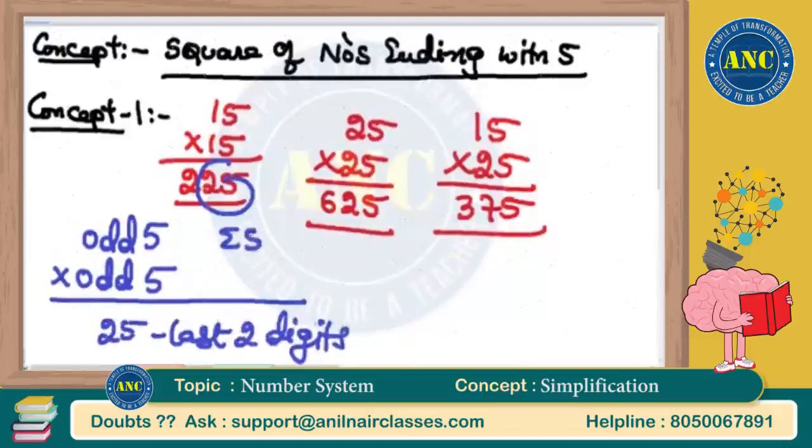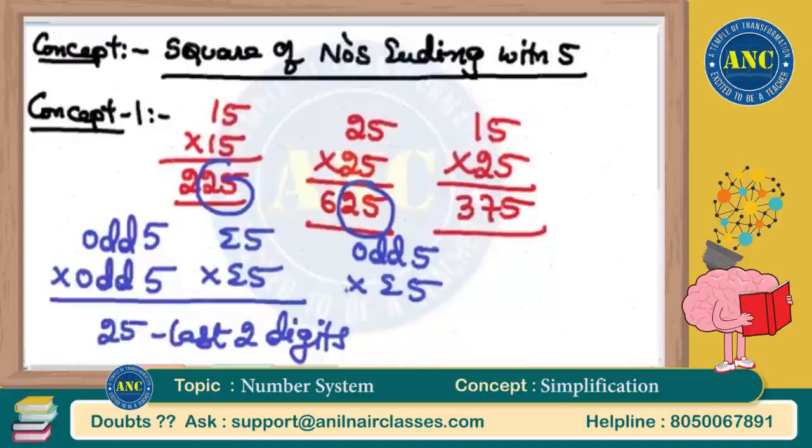2 is an even number. Again 2 is an even number. What are the last two digits? 25. 1 is an odd number ending with 5. Again 2 is an even number ending with 5. What are the last two digits? 75. Please write down this very important concept.